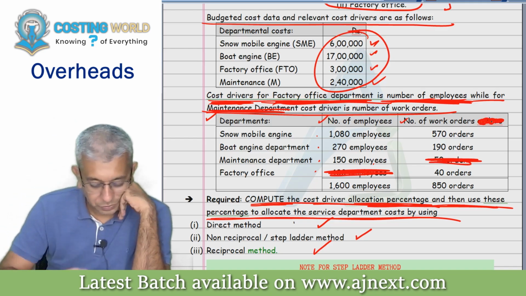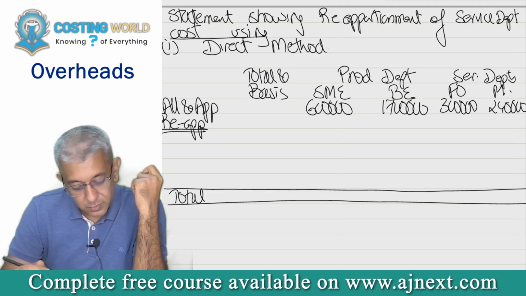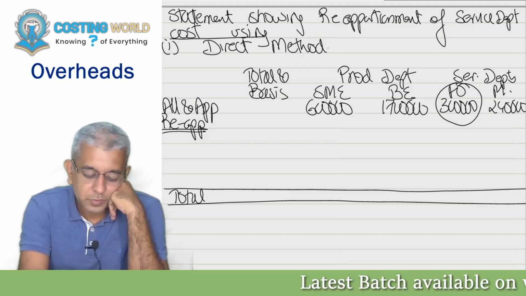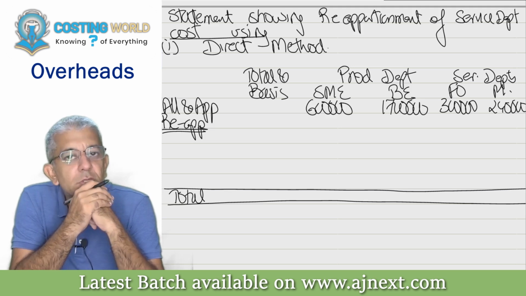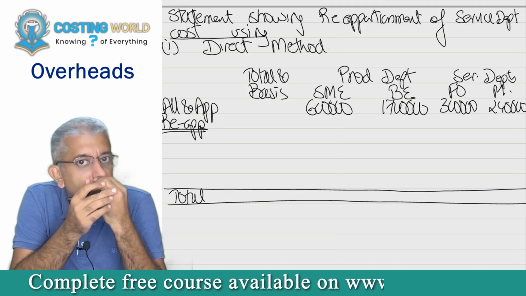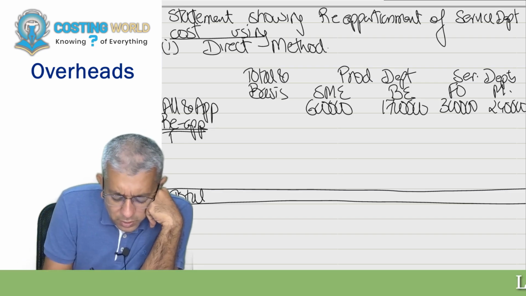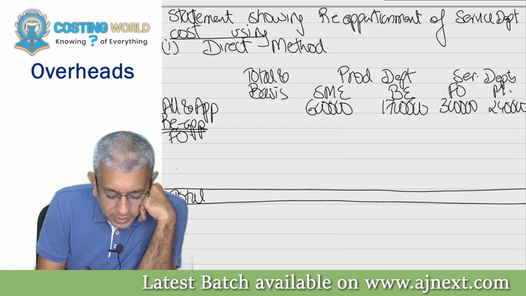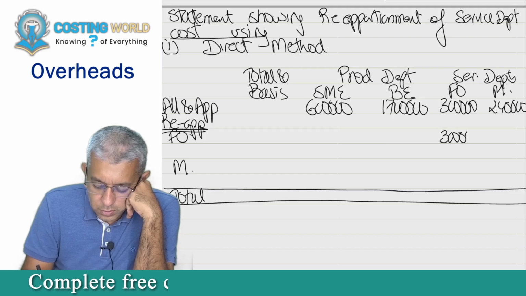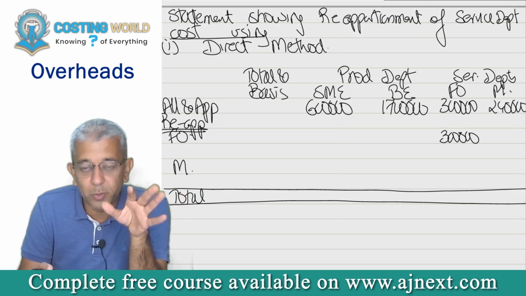Now see, we are doing direct method. If we are doing direct method, what portion of factory office will be coming to maintenance? 0, because it is direct method, right? So does order matter under direct method? No, it doesn't matter. So you can start from anywhere. You write down factory office. Leave 1 line, write down maintenance. I'm doing it like this because I've left 4 lines, so I'm utilizing those 4 lines, okay?